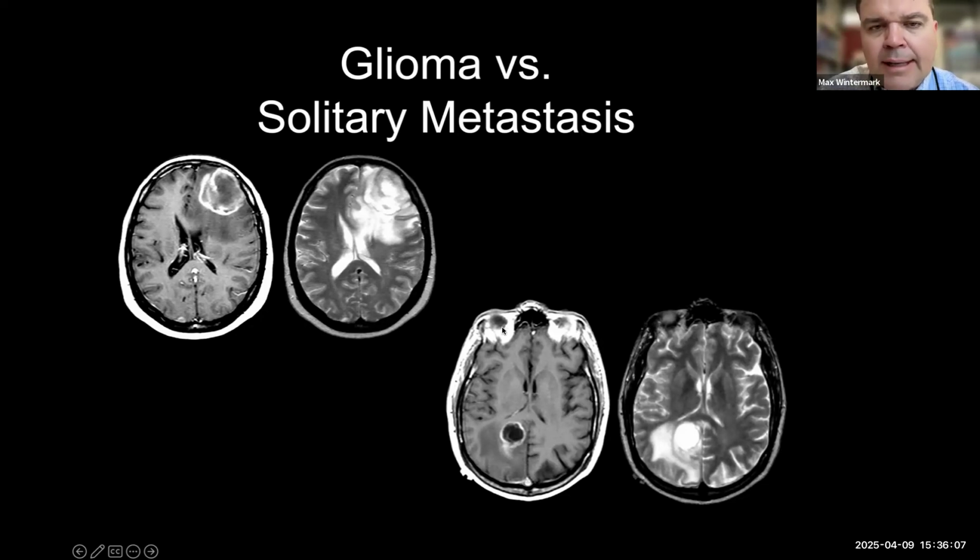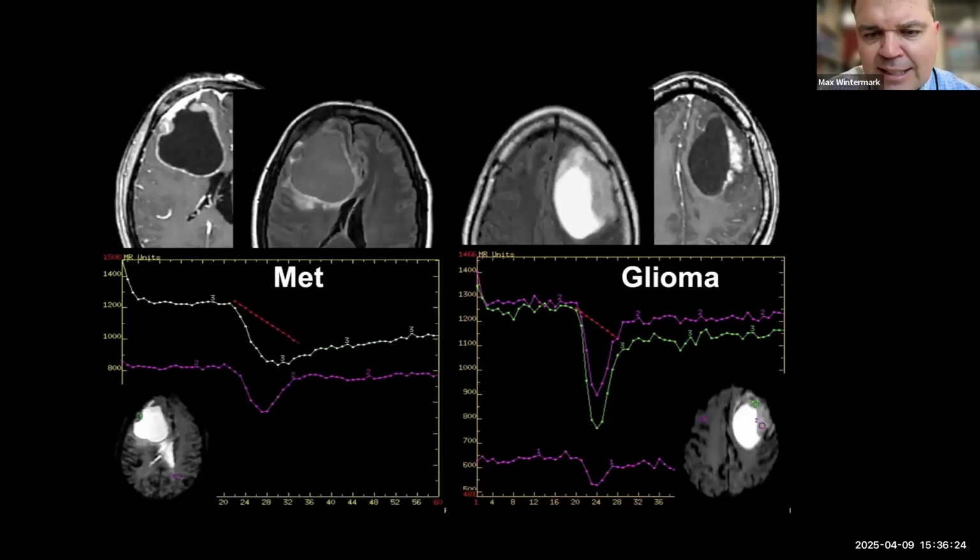And also, sometimes you don't know, because sometimes the first presentation for the patient has this pattern, and you still need to differentiate between a glioma and a solitary metastasis.